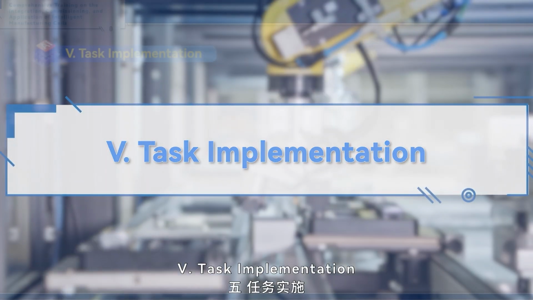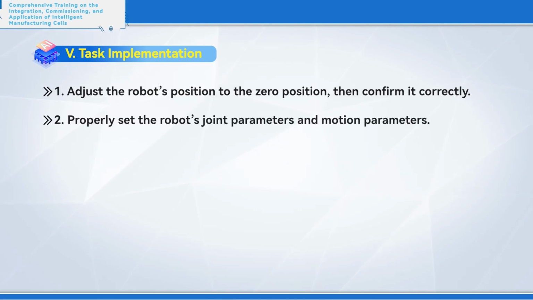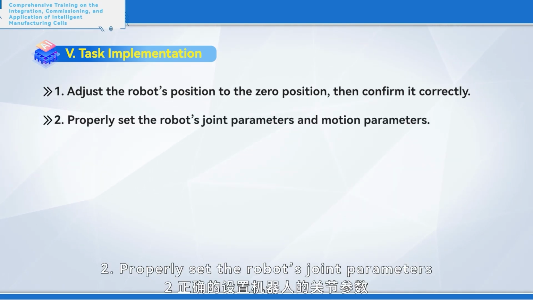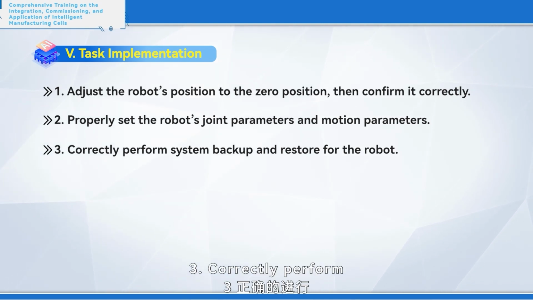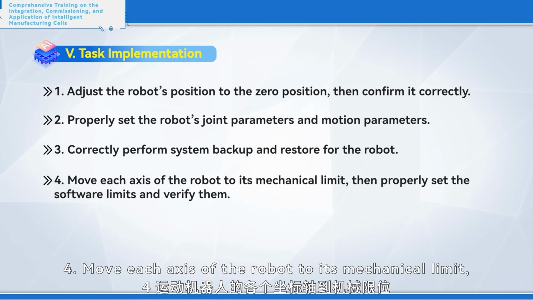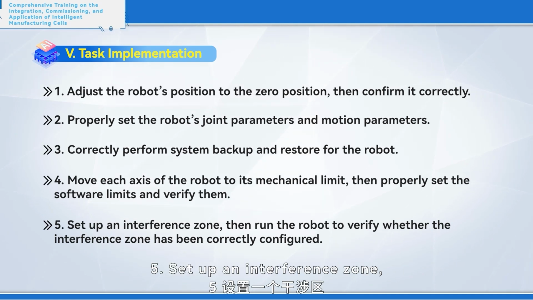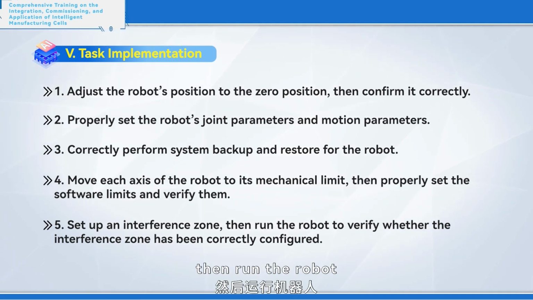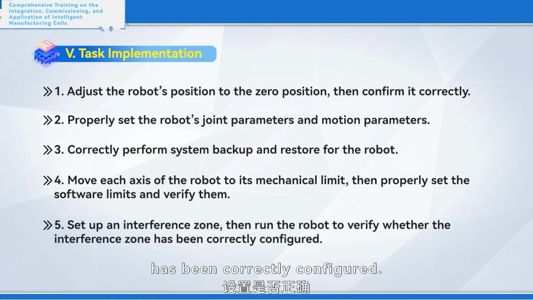5. Task implementation. 1. Adjust the robot's position to the 0 position, then confirm it correctly. 2. Properly set the robot's joint parameters and motion parameters. 3. Correctly perform system backup and restore for the robot. 4. Move each axis of the robot to its mechanical limit, then properly set the software limits and verify them. 5. Set up an interference zone, then run the robot to verify whether the interference zone has been correctly configured.